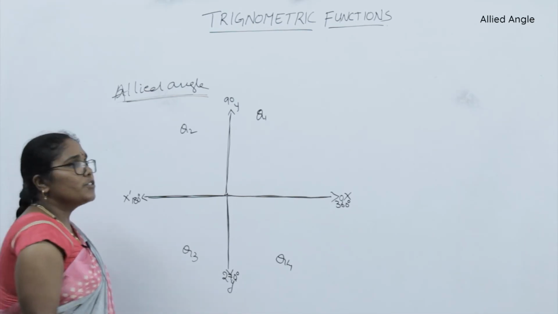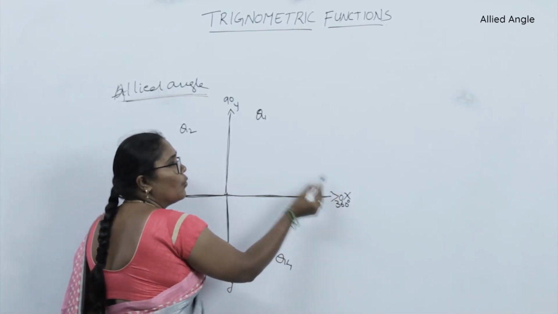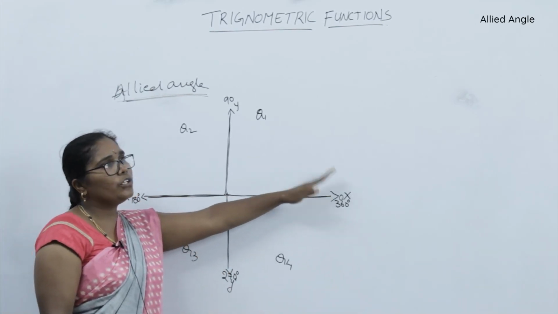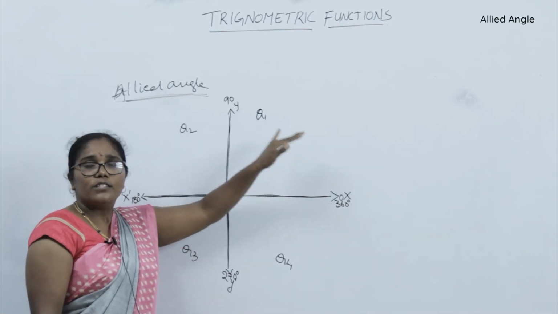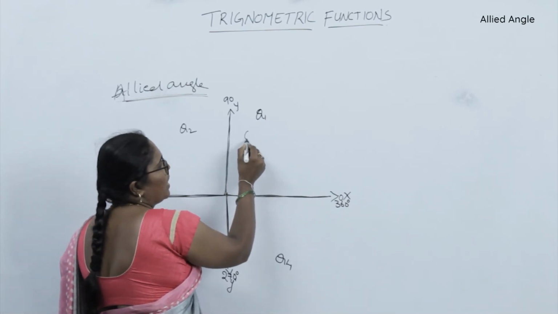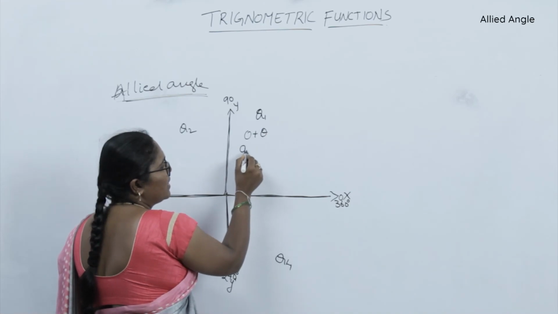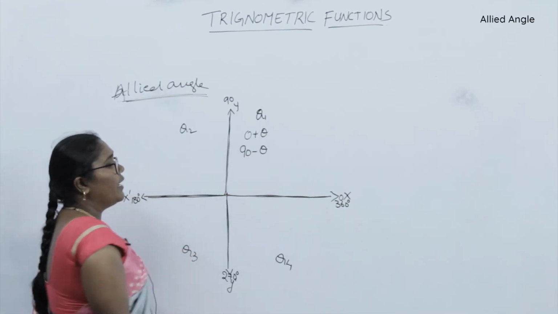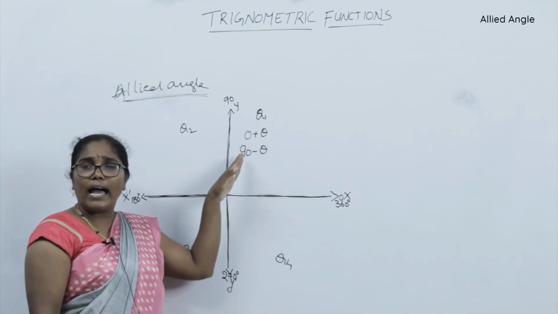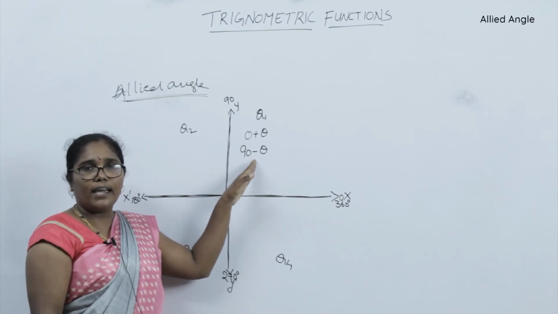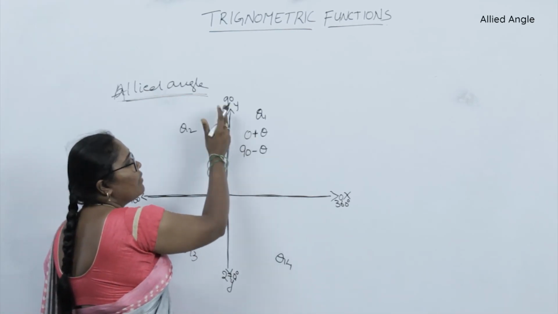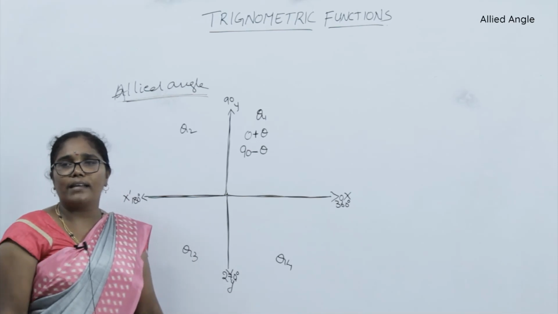What is an allied angle? Here the angle starts from 0, and the quadrant ends at 90. Here the angle is more than 0 and within 90. So the allied angles in the first quadrant are 0 plus theta and 90 minus theta. In the first quadrant, what we are saying is that the allied angles are 0 plus theta and 90 minus theta. Why is this? In the first quadrant we go above 0, so for going above we write plus, and for coming below 90 we write minus.